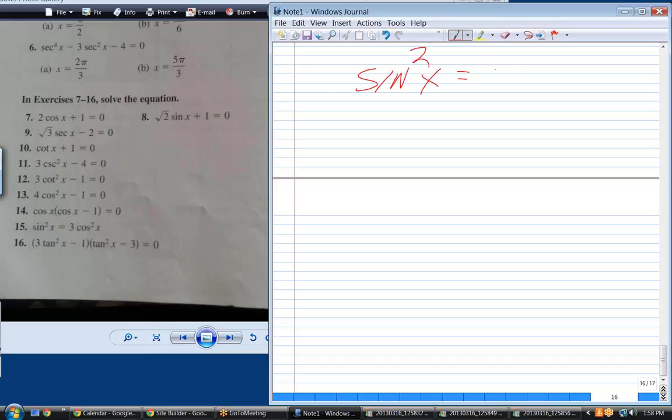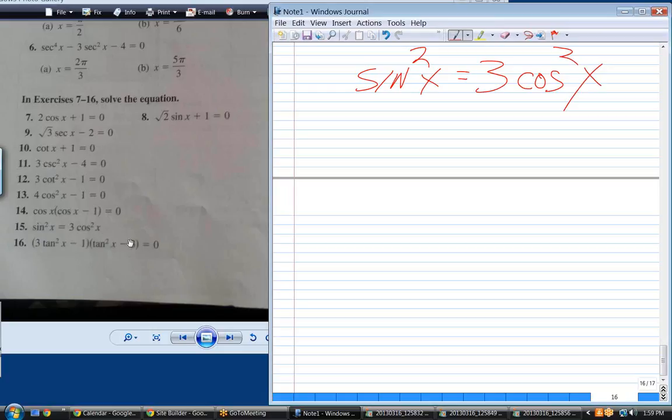When you have an equation that is in two different trig functions, generally you have to get it into the same trig function. 16 doesn't have that problem. Everything's in tan. I can just set that equal to 0 and solve, or I can set that equal to 0 and solve. So 16 is actually very straightforward.